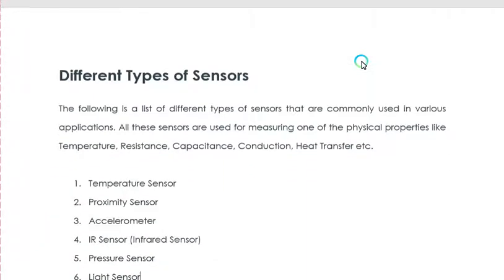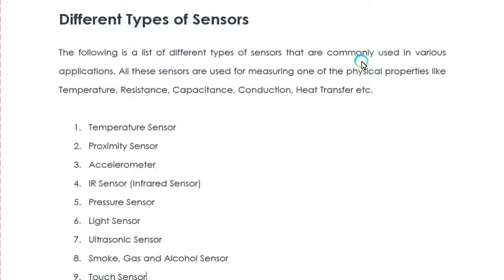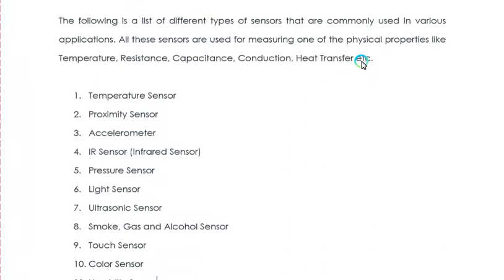Sa previous natin nga discussion, I remember damo-damo kita sang different types of sensors. And we have here the following list of different types of sensors that are commonly used in various applications. All the sensors are used for measuring one of the physical properties like temperature, resistance, capacitance, conductance, heat transfer, and others.